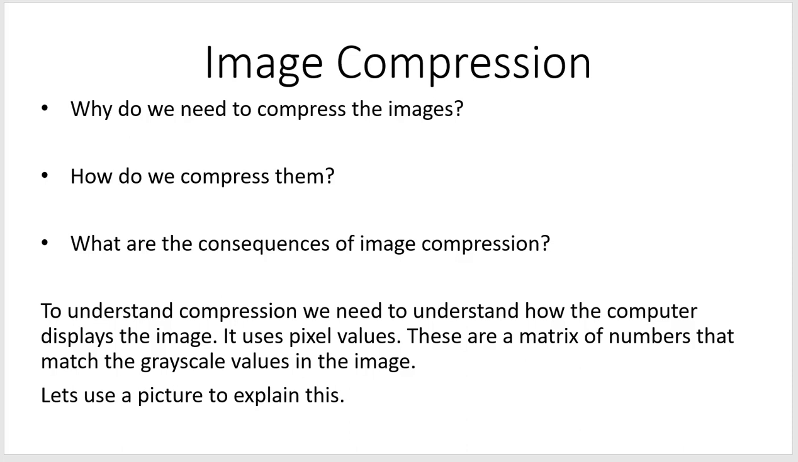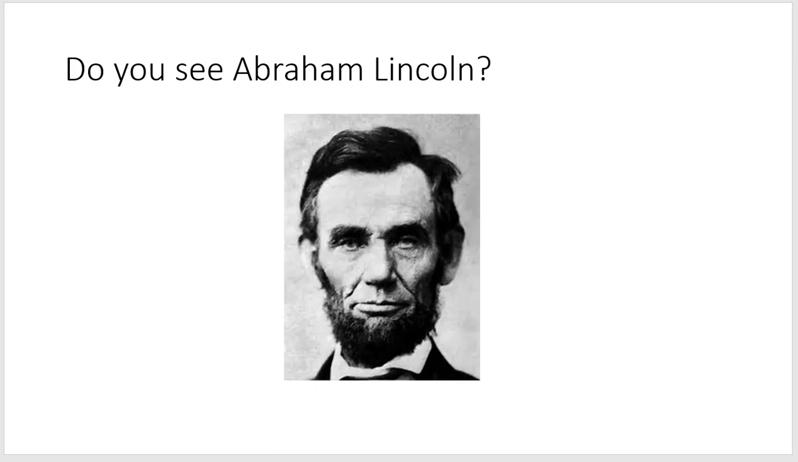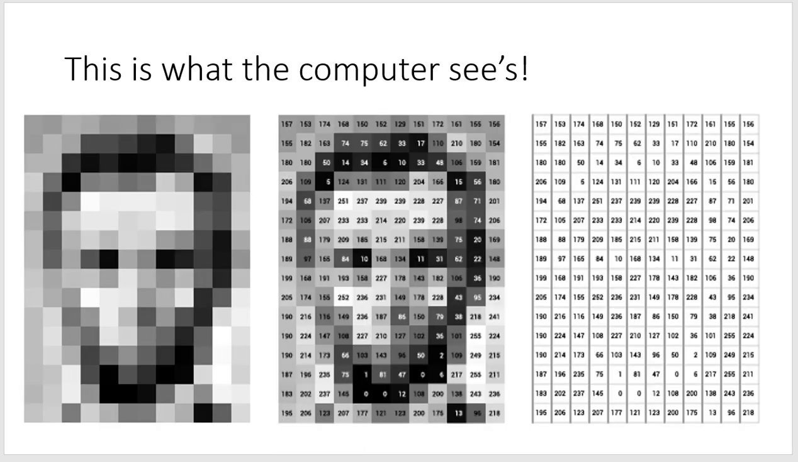It uses pixel values. These are a matrix of numbers that match the grayscale values in the image. Let's use a picture to explain this. Do you see Abraham Lincoln? Hopefully you do. This is what the computer sees. It just sees different values from white to gray to black, and it uses a matrix of numbers to create so many black pixels or so many white pixels or so many gray pixels so that each square, each block in that matrix has the right value to create the image that you see.